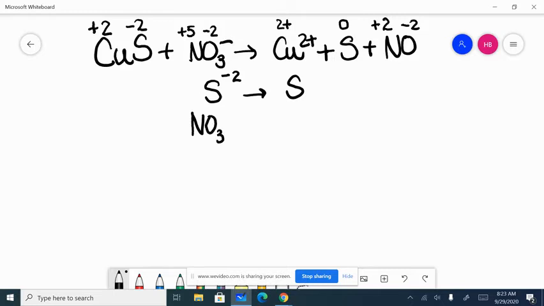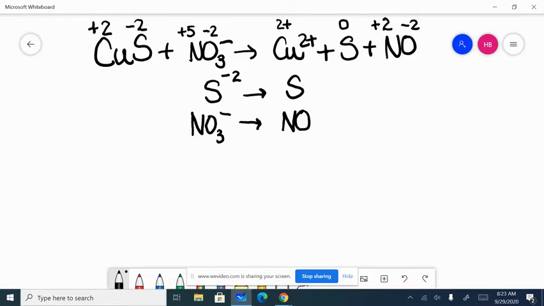And then we have nitrate, NO3. We can't break up this polyatomic ion. We can't break up polyatomic ions, and we can't break up molecules. I know this is a polyatomic ion because it has a negative charge on it. I know this is a molecule because it's got 2 nonmetals bonded together and has an overall charge of 0.